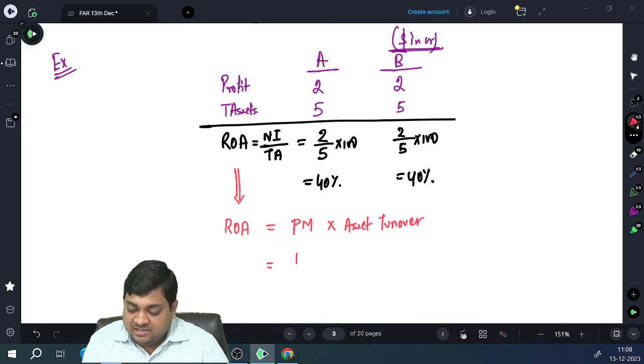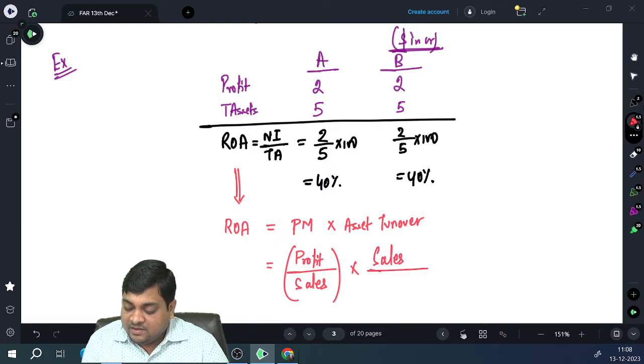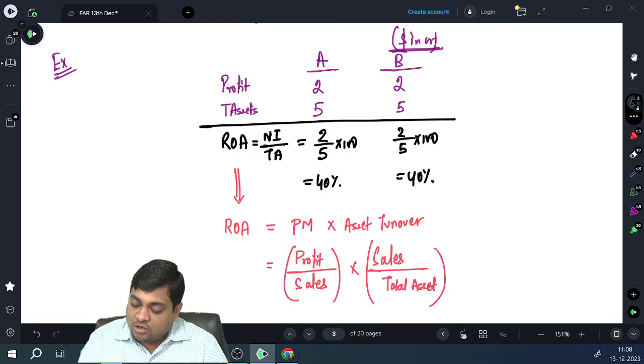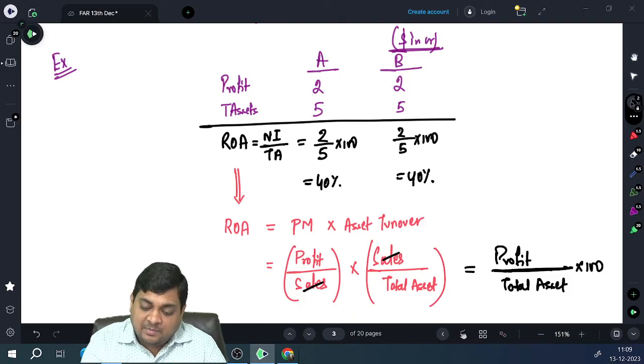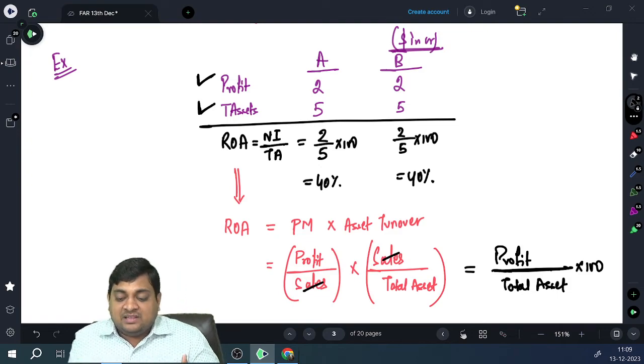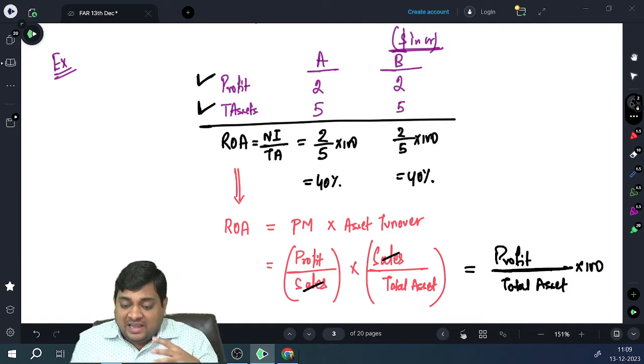Now profit margin is basically profit by sales, and asset turnover is basically sales by total asset, right? So if I do cross multiplication, then this gets cancelled, and ultimately what remains? Profit by the total asset, right? Even if the company is earning the same, the company's total capital employed is the same, yet there exists some difference. So we need to do some kind of deep dive into this return on asset formula, right?